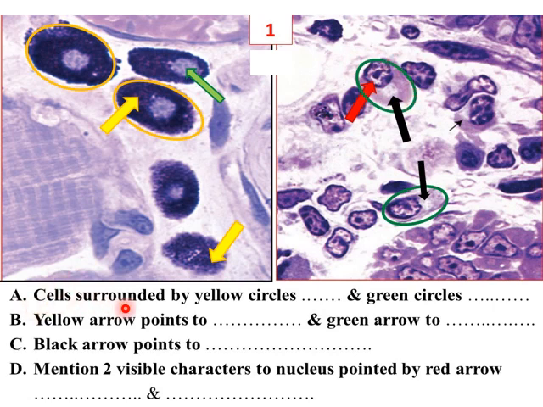The cells around the yellow circle are the mast cells, and the green is the plasma cell. The yellow arrow points to the granules, and the green arrow points to the nucleus. The black arrow points to the negative Golgi image. Mention two visible characters of the nucleus pointed by the red arrow. It is eccentric, and the chromatin is arranged in the form of a cartwheel or clock face.